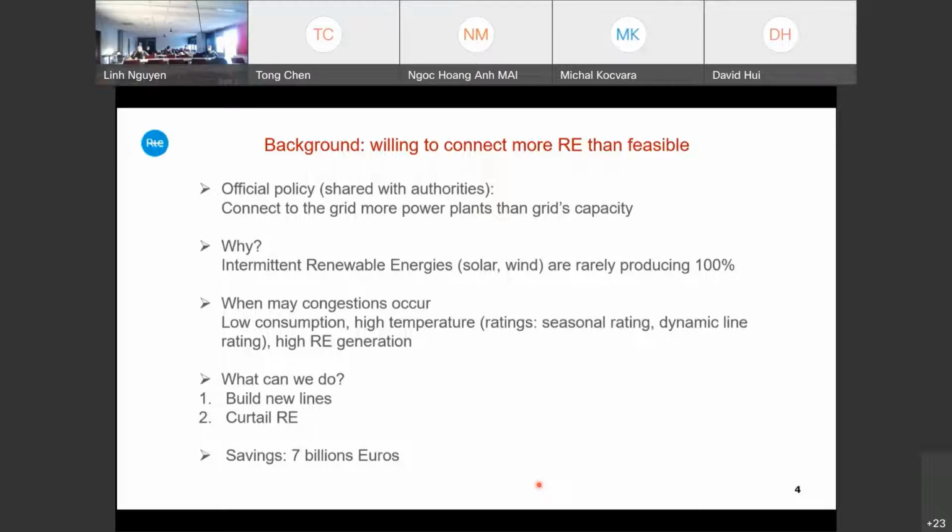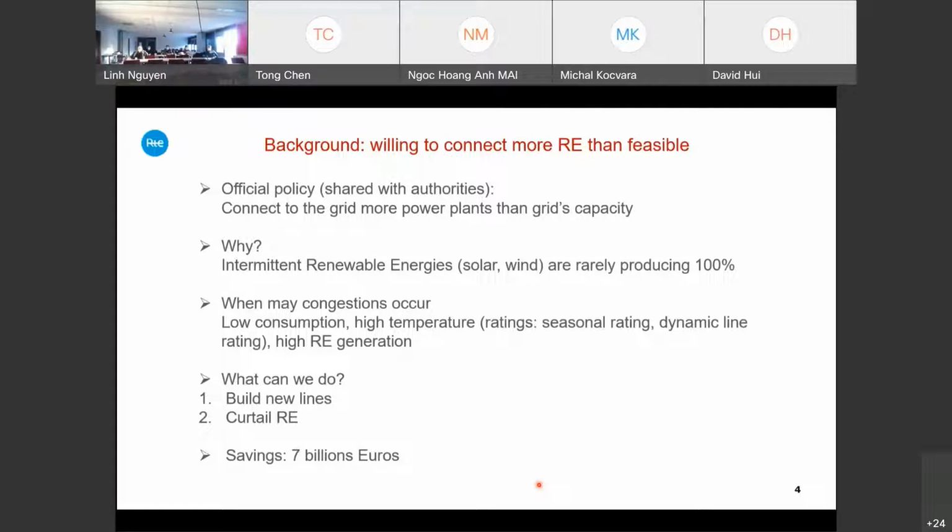So I will ask your advice. Who in the room is for option 1, building new lines? Please answer. Who is for curtailing renewable energy? You have to answer. We will do it a second time. You have to say one of the two options. Who is for option 1, building new lines? Okay, 2. Who is for curtailment of renewable energy? 2. No, you have to make a choice. Third time we replay.